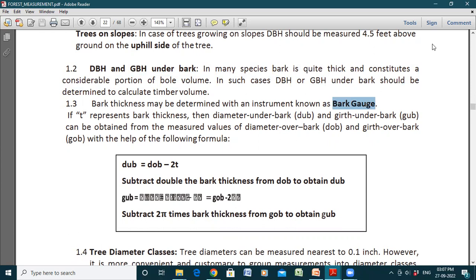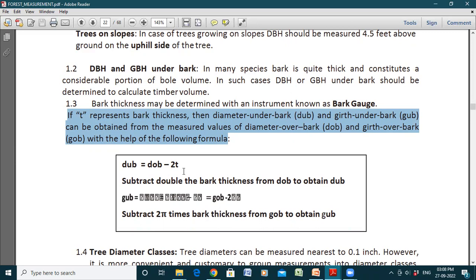Just a few minutes before, you saw how we measure the diameter, right? Similarly, the bark gauge is used to measure the bark thickness. So if T represents the bark thickness, then diameter under bark, DUB, and girth under bark, GUB, can be obtained from the measured values of diameter over bark, DOB, and girth over bark, GOB, with the help of a formula. DUB, diameter under bark, is equal to DOB, diameter over bark, minus 2 into T, where T stands for bark thickness. So subtract double the bark thickness from the DOB to obtain DUB.